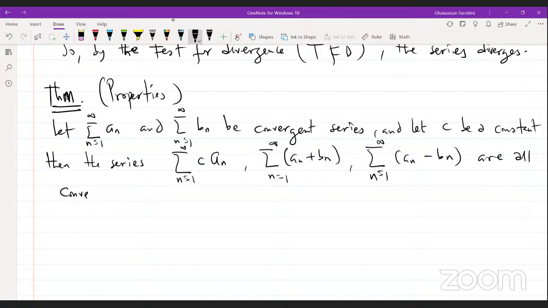So what are we saying here? If you have convergent series, the sum of two convergent series is convergent. If you take their difference, it is still convergent. If you multiply by a constant, it is still going to be convergent. These are very important properties. So number one: C is a constant, and I can pull it out.